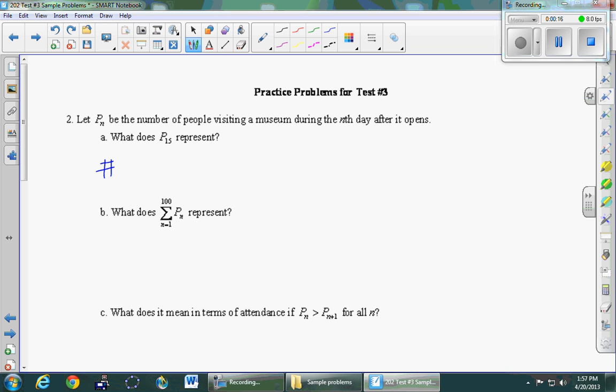So P sub 15 represents the number of people visiting on the, or during the 15th day. That's just a matter of reading carefully the first sentence.